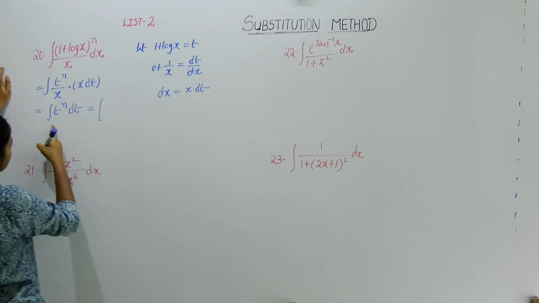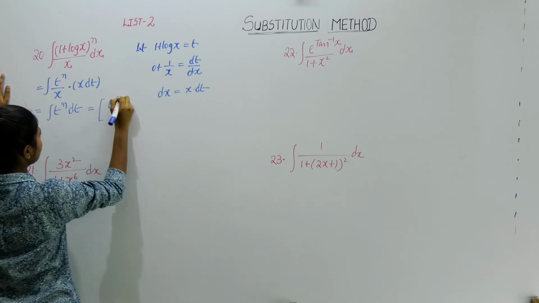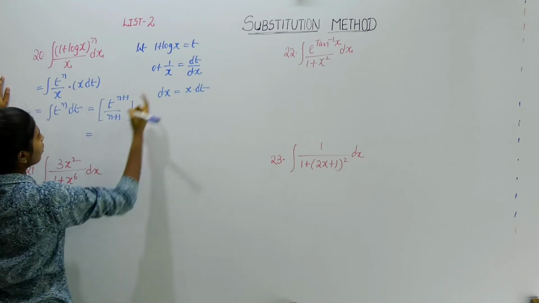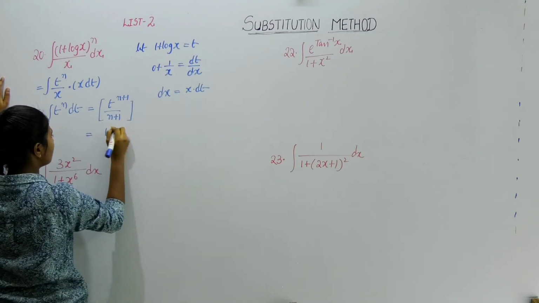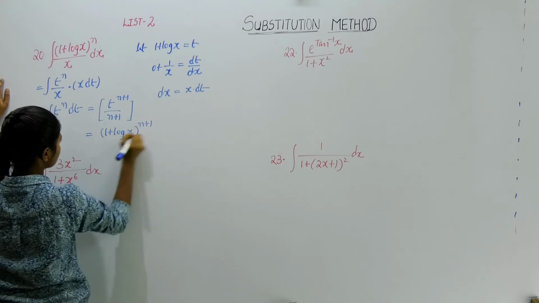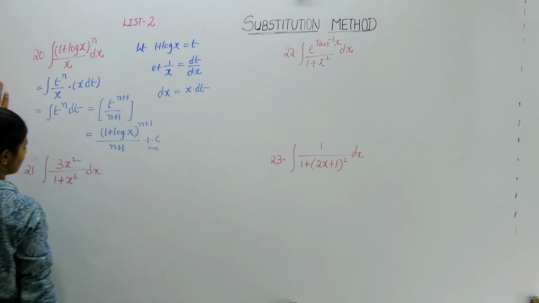Now, it is in the form of integral x power n dx. So, we substitute the formula x power n plus 1 by n plus 1. What is the value of t? 1 plus log x whole to the power of n plus 1 by n plus 1 plus c. This is the final answer.